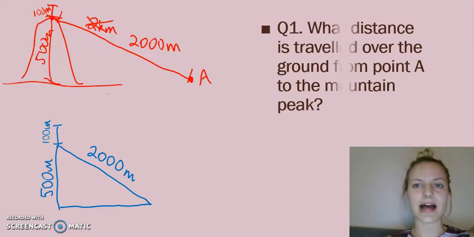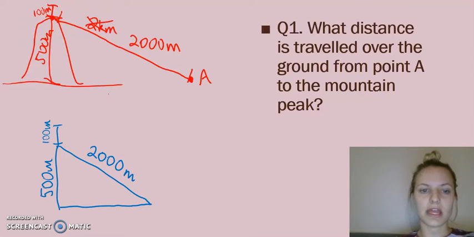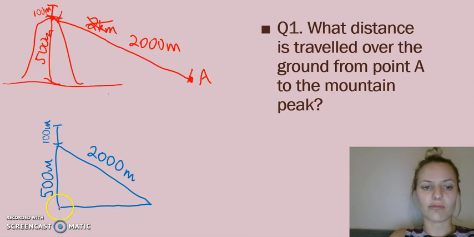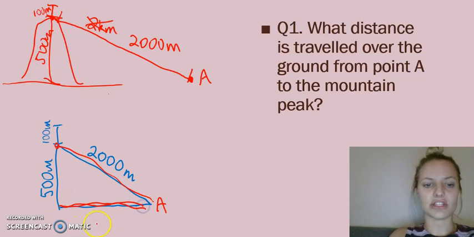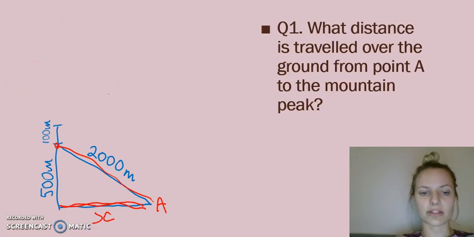Now the question being asked is, what distance is travelled over the ground from point A to the mountain peak? Now if you imagine travelling over the ground, the bird may fly from point A to the mountain peak, or above the mountain peak. We just want to know, if it went to this location, how far over the ground is it travelling? So our unknown is in this position here, so I'll label it X. Now, I'll get rid of that so we have some more room.